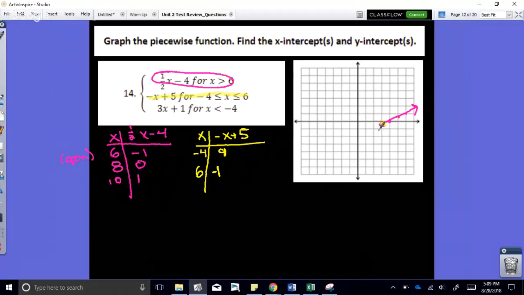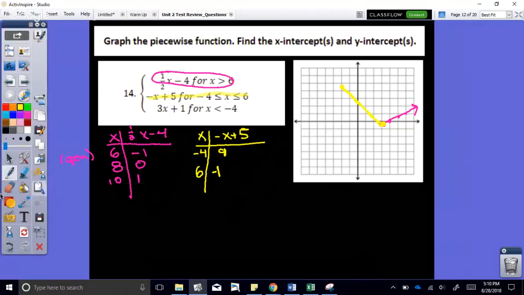And I also have the point -4, 9. 2, 4, 6, 8, 9 is somewhere in between. This time, again, closed circle because it has the or equal to. And I'm going to connect those. If you wanted to use slopes, you could. It's just going to be up 1 to the left, up 1 to the left, up 1 to the left, and you could do that until you get to -4.